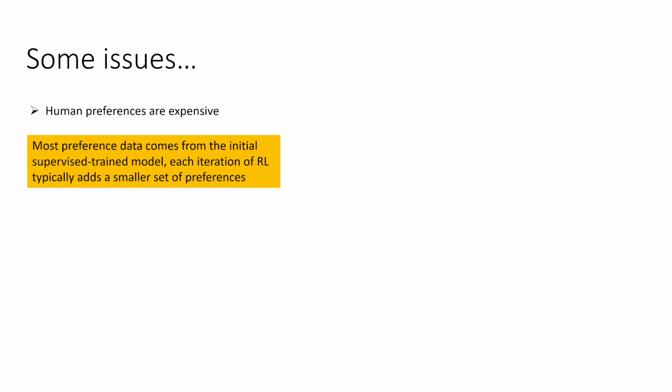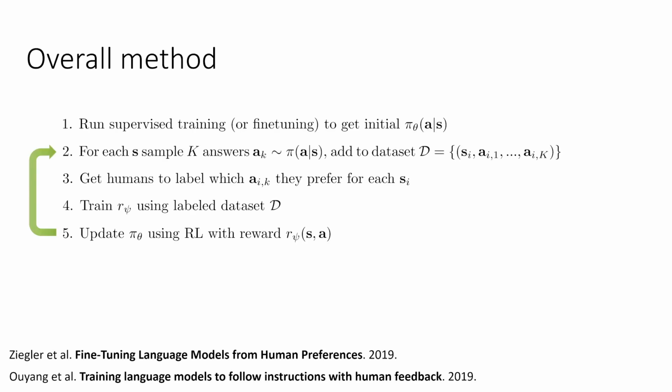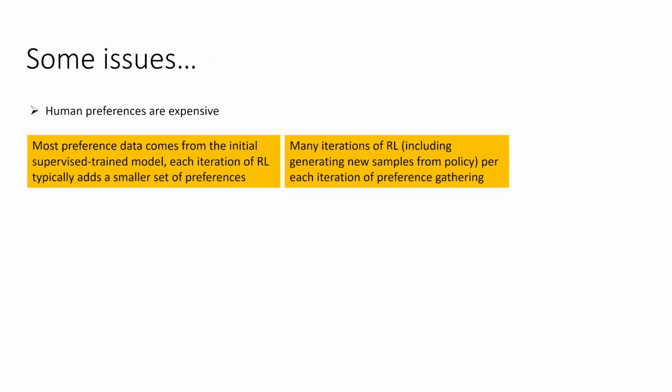So in practice, most preference data typically actually comes from the initial supervised trained model. So even though I wrote this as though it were a loop where you repeatedly query more preferences, in reality, the first time you go to step 2, you label lots of preferences. And then on subsequent tries, you have significantly less. In fact, if you want the poor man's version of this, you might not even have that outer loop. You might just do steps 1, 2, 3, 4, 5 once. So human preferences are expensive.